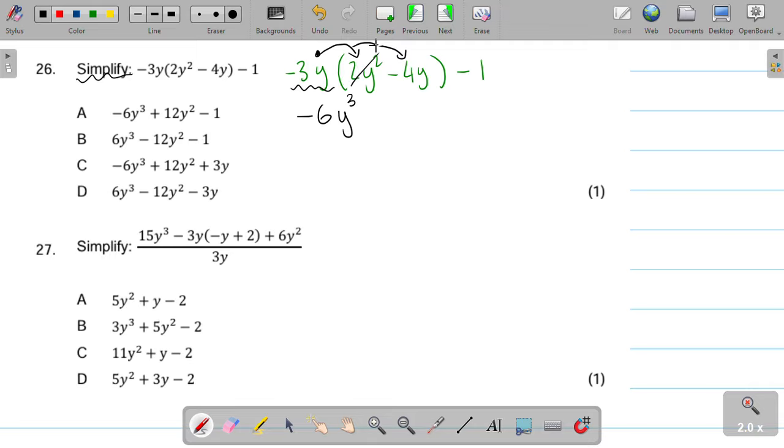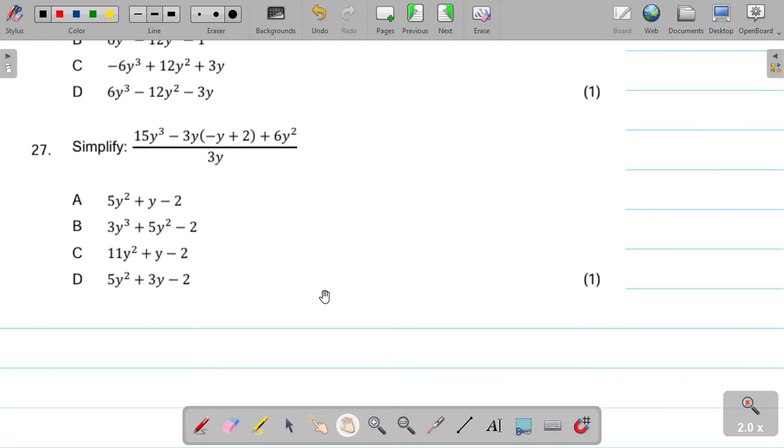And then we multiply in here, that's going to be a positive because you have 2 negatives. And then 3 times 4, 12. And then y times y is going to be y squared, and we just keep that negative 1 over there. Okay, so that should be our answer. Let's see where that is. I think it's the first one. Here we go. Okay, so that's letter A. Let's have a look at simplifying this one.